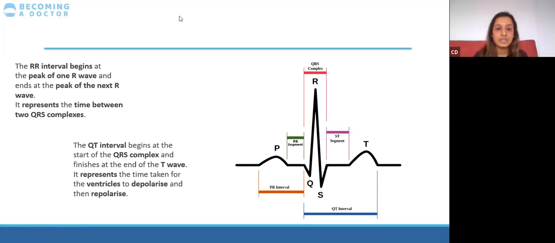And then we've got the QT interval, which begins at the start of the QRS complex and finishes at the end of the T wave. So that's all of this time taken here, and it represents the time taken for the ventricles to depolarize, so the QRS complex, and then also to repolarize, so the T wave.